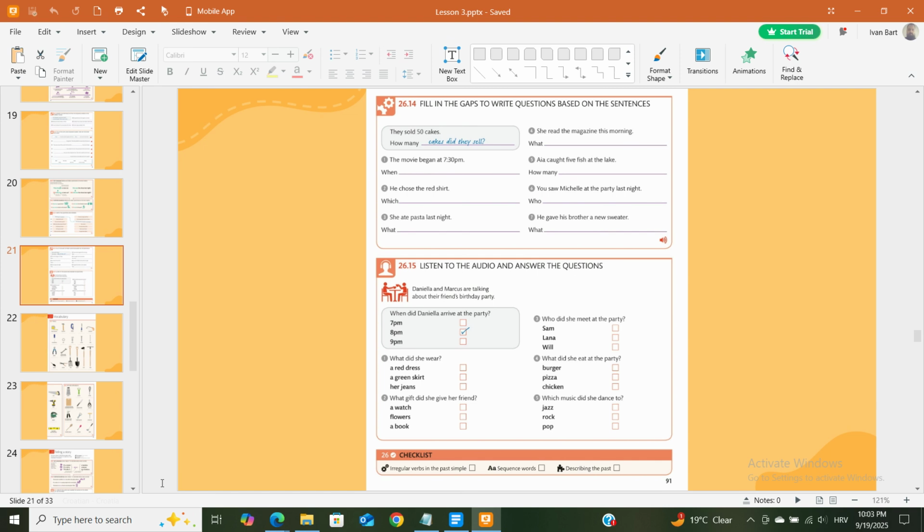Which music did she dance to? Jazz, rock, pop. 26 Checklist. Irregular verbs in the past simple. Sequence words. Describing the past.